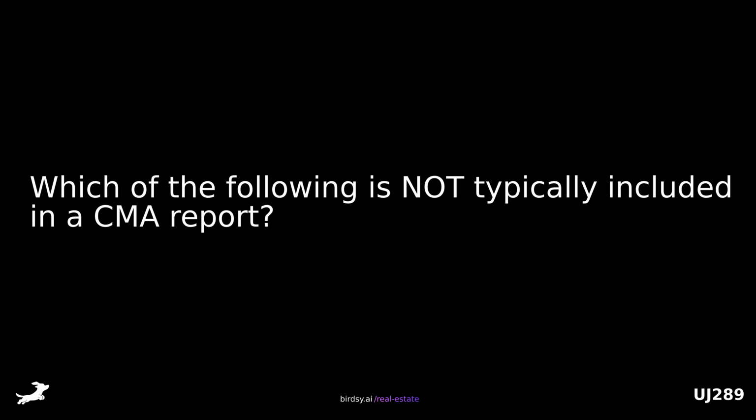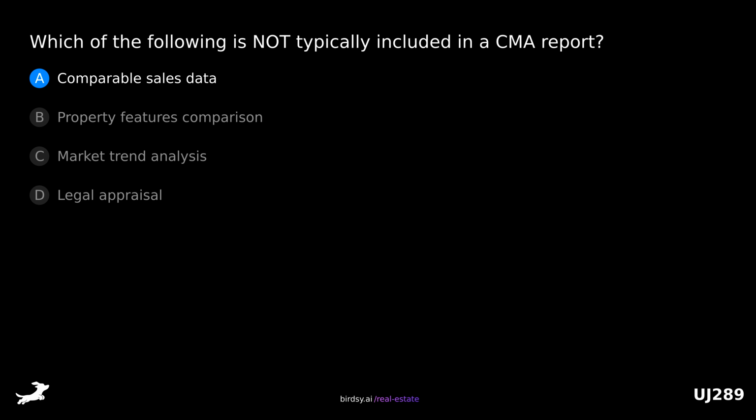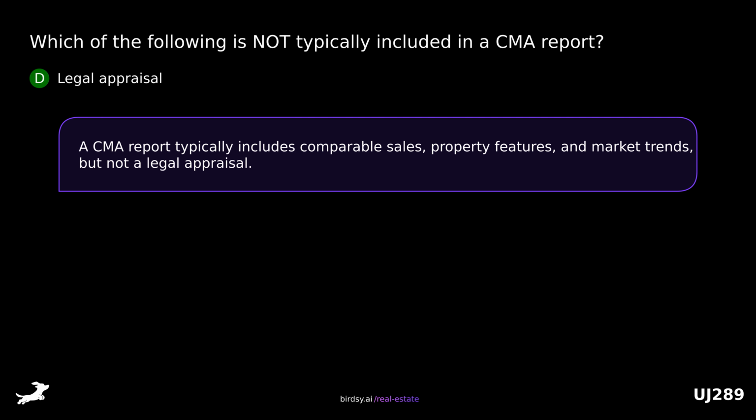Which of the following is not typically included in a CMA report? Is it A, comparable sales data, B, property features comparison, C, market trend analysis, or D, legal appraisal? The answer is D, legal appraisal. A CMA report typically includes comparable sales, property features, and market trends, but not a legal appraisal.